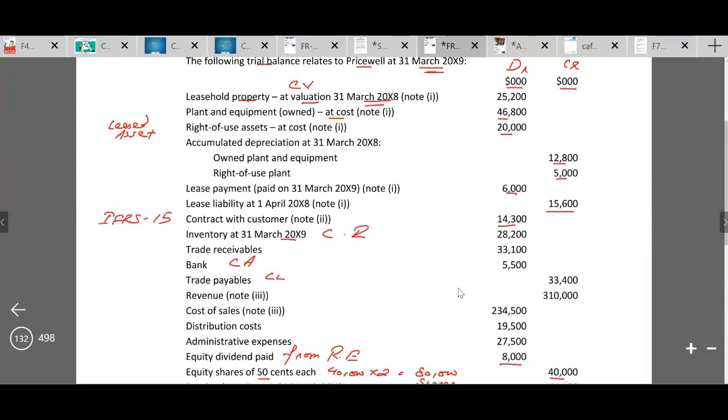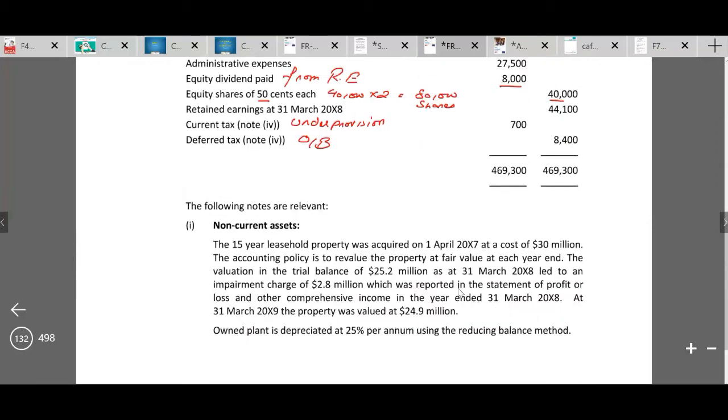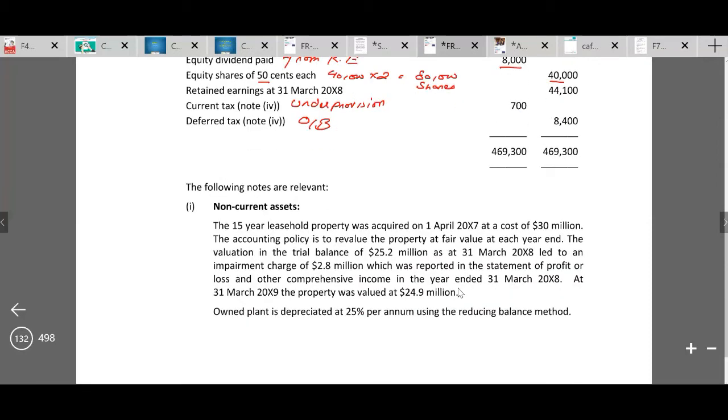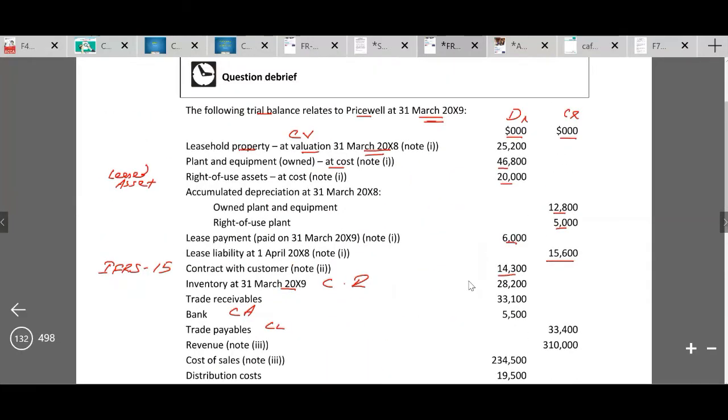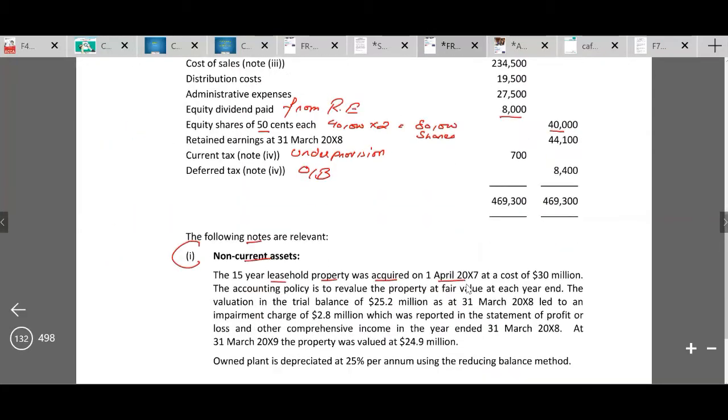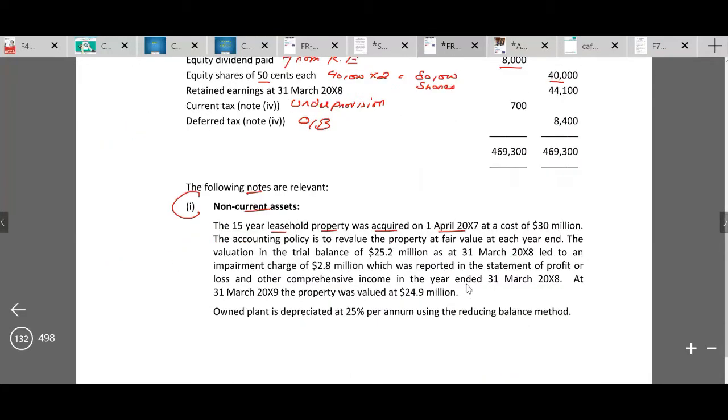So first of all, you have to read the trial balance carefully. Okay, then you have the notes. So note number 1, non-current asset. The 15-year leasehold property was acquired on 1st April 20x7. Now, our year end is 31st March 20x9. So that means this asset was purchased 2 years back at a cost of 30 million. The accounting policy is to revalue the property at fair value at each year end.